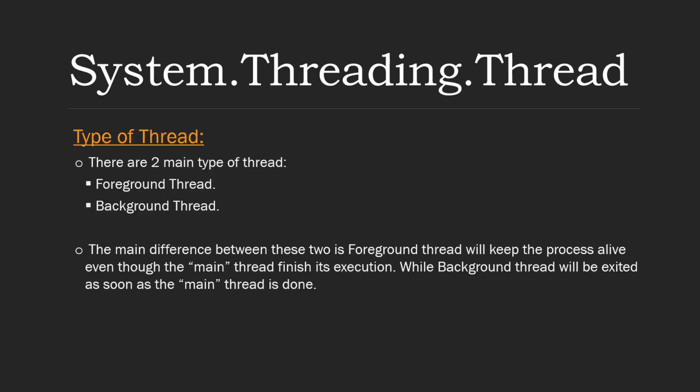There are two main types of thread, foreground thread and background thread. The main difference between these two is that a foreground thread will keep the process alive even though the main thread has finished its execution, while a background thread will exit as soon as the main thread is done.